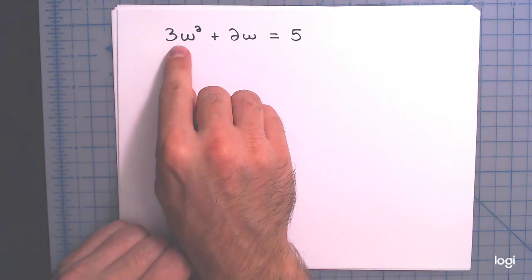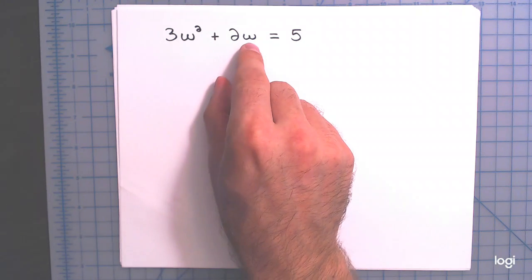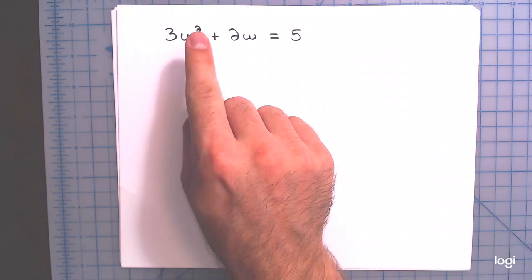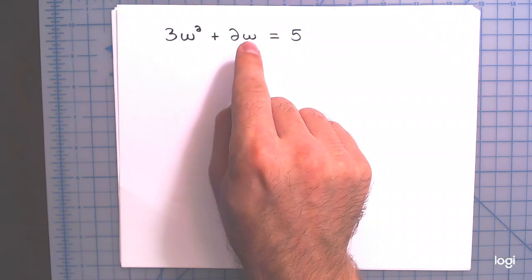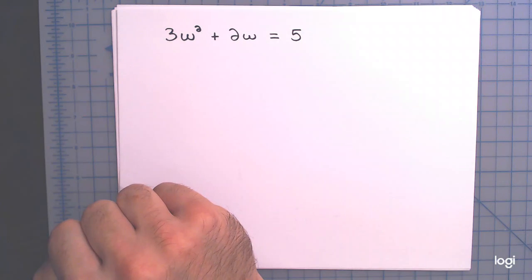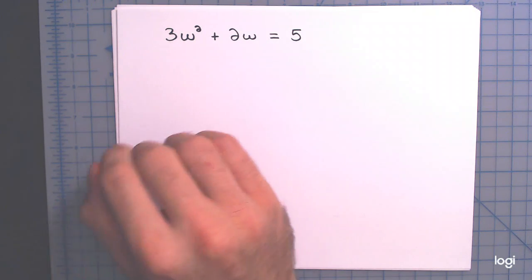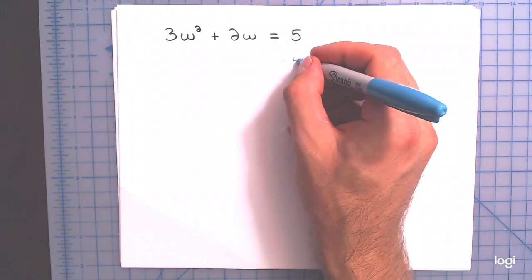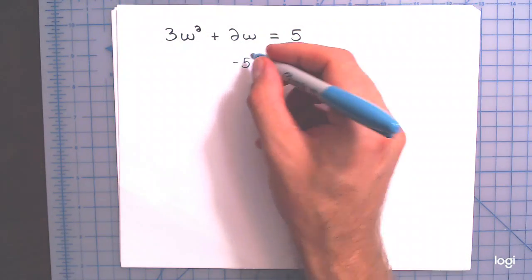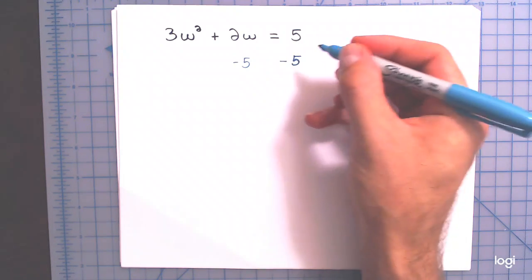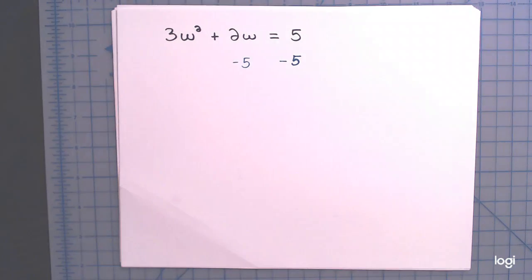So here I have 3 times w squared plus 2 times w equals 5, and we're solving for w. Now there's a variable in a square. There's also a variable outside the square. So I'm not going to use the square root property here. First thing I'm going to do is put it in that very useful form for a quadratic equation, the standard form. Take everything to one side and 0 on the other. So I'm going to subtract the 5 from this side and do it to the left side as well.